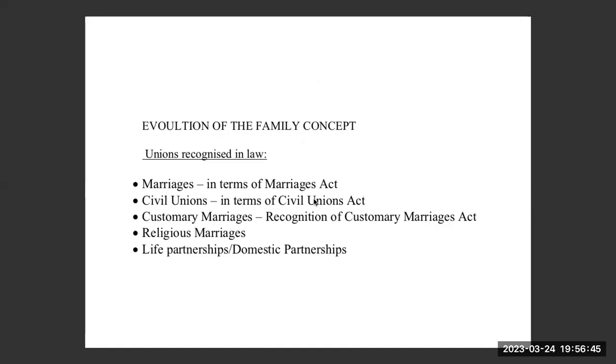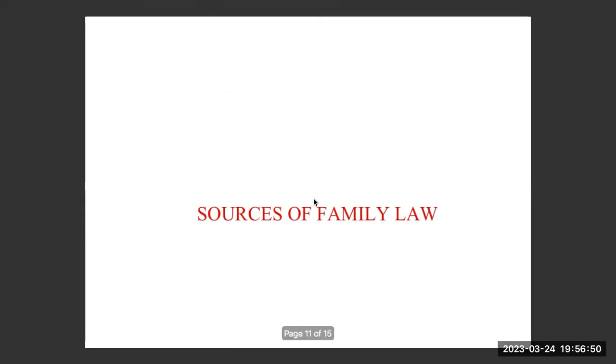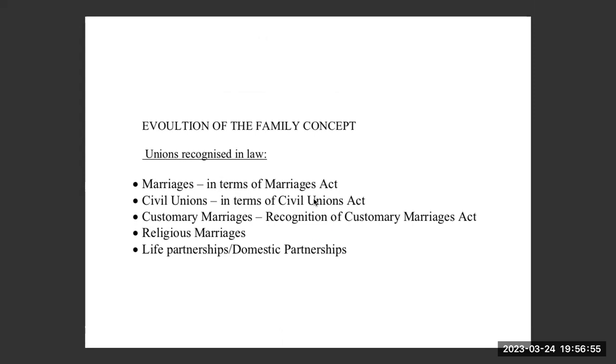We also have domestic partnerships as well. So the recognized unions in South Africa, as a recap: we have marriages in terms of the Marriage Act. We have civil unions in terms of the Civil Union Act. We have customary marriages in terms of the Recognition of Customary Marriages Act. We have religious marriages. We have life partnerships or domestic partnerships. And like I said, we will have full sessions on each and every one of these recognized unions in South Africa.